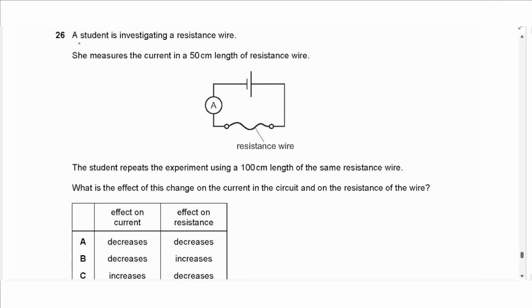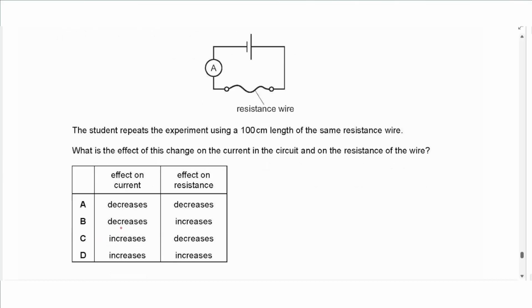Question 26 says a student is investigating a resistance wire. She measures the current in a 50 centimeter length of resistance wire. The student repeats the experiment using 100 centimeter length of the same resistance wire. What is the effect of this change on the current in the circuit and on the resistance of the wire? So the resistance increases as length increases, so it's either B or D, and the current in the circuit decreases when resistance increases, so it's A or B, so the common answer is B.